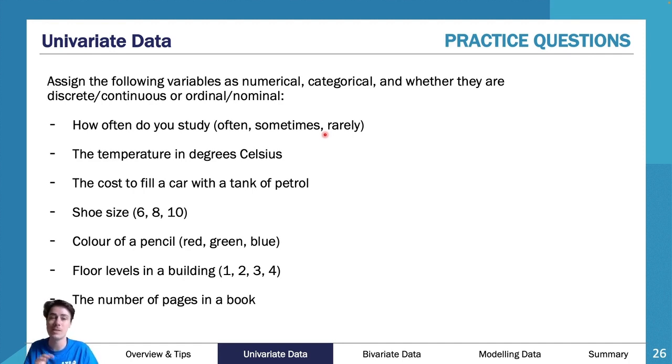Could be continuous if they're asking for specifics, but it could also be discrete if they're just asking to the hour. But they're actually asking it in terms of often, sometimes, rarely. Therefore, I'm thinking this is categorical, and that does have an order. So I'm thinking categorical, ordinal, etc. Go to the next one, temperature in degrees Celsius. Well, this is a measurement, so I'm going to say this is numerical, continuous, etc. Move on. I want you to go through and do the rest of them.